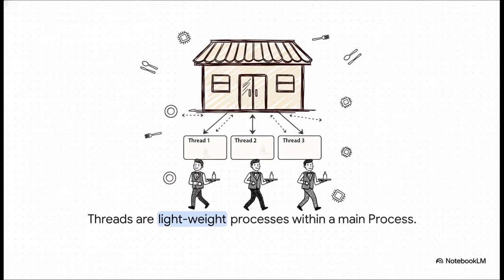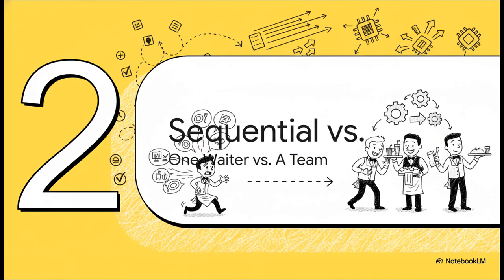And this is a perfect way to visualize it. The entire program you're running, say your web browser, is the process. That's our restaurant. And the individual tasks, like loading an image or playing a video, are the threads. Those are our waiters. They all work for the same restaurant, but each one is handling a different job, all at once. And that brings us to a really crucial difference in how things get done.